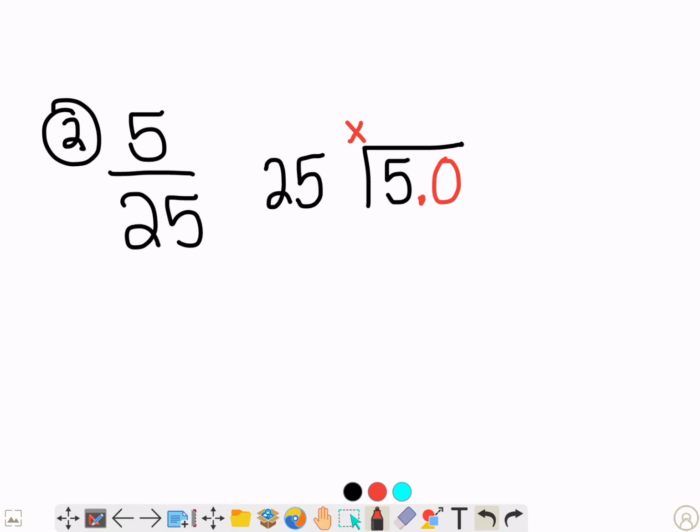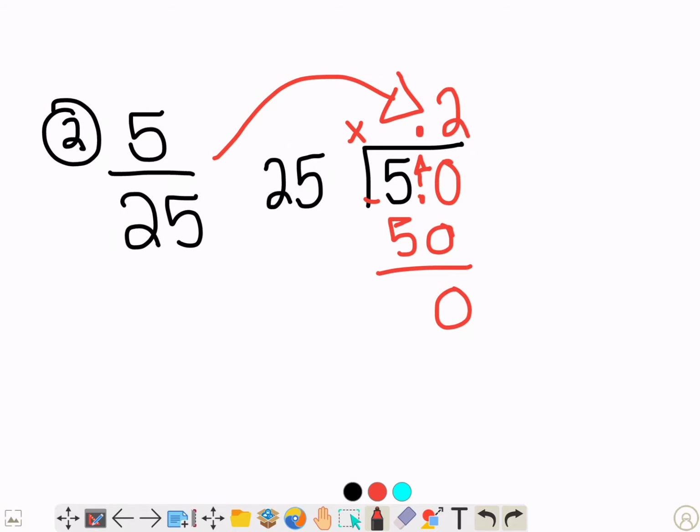Now, a key thing to remember is that you are not changing the value when you're adding the decimal. Think about this. If you have $5 or if you have $5.00, that's still the same amount of money. Put a decimal here, you got to put a decimal above here. And how many times can 25 go into, not 5, but 50? You can go into it 2 times. 2 times 25 is 50. 50 minus 50 is 0. So that means that I change 5 over 25 to 2/10.